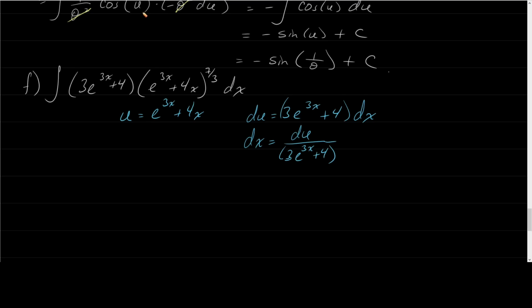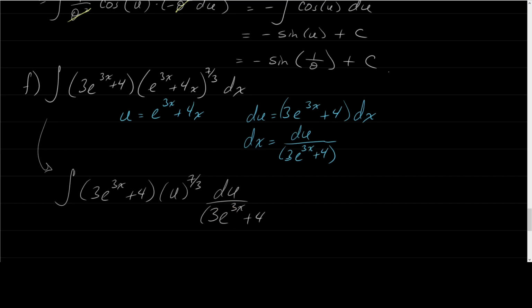All right, so now, what are we going to do with that? Well, what we're going to say now is this integral now becomes the integral of, well, this 3e to the 3x plus 4, that was not my u, so it's still there. 3e to the 3x plus 4. This e to the 3x plus 4x, that was our u. So we have u to the 7/3, and this dx became du over 3, and that's a 3e to the 3x plus 4. And what you note there is that, unsurprisingly, those cancel each other out.